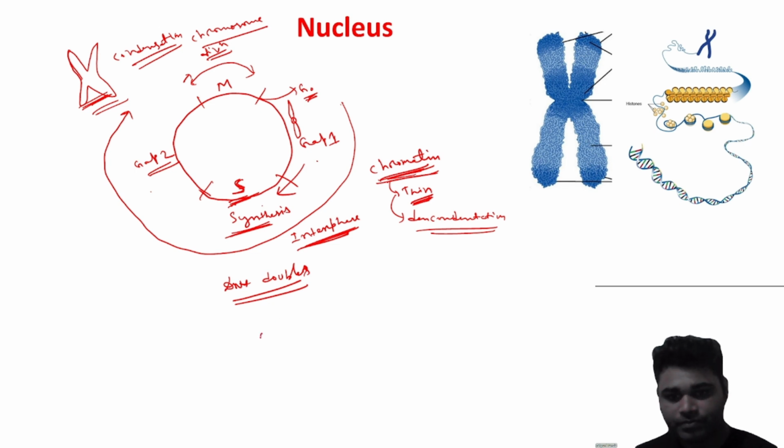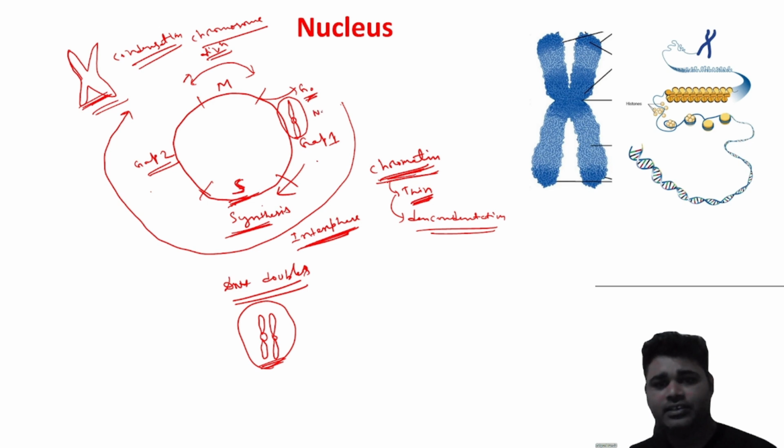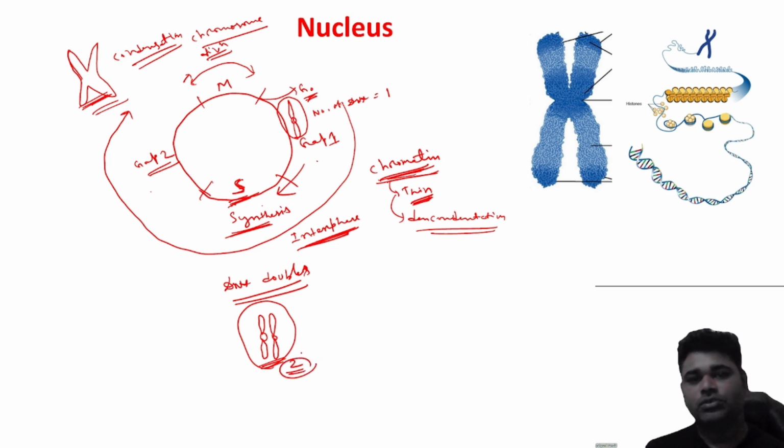So now here the number of the DNA doubles, and it is called the chromatin structure, and here also it is called the chromatin structure. But in the gap one, the number of DNA, let's suppose it is 1, and now the number of DNA is 2. So what is the DNA, what is the chromatin? First of all you should know something about the DNA.